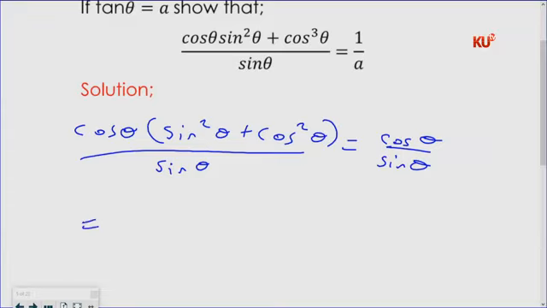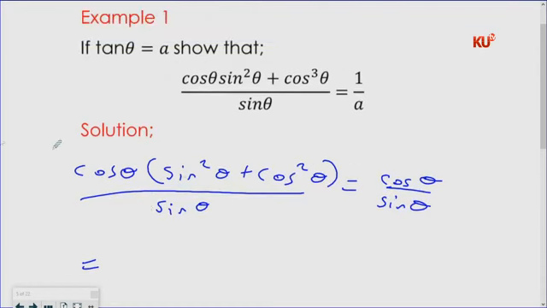You have to remember, we are looking at tan theta, and we have tan theta is equal to A. That is what we have. 1 over tan theta is the same as 1 over A. So you should have this in mind.